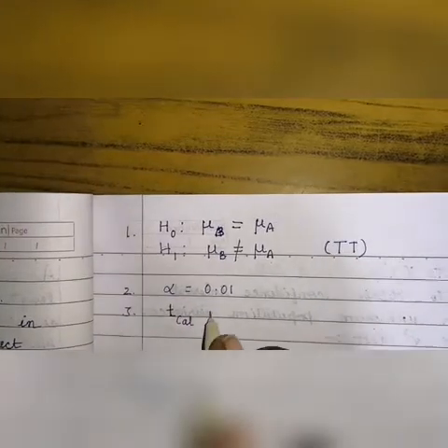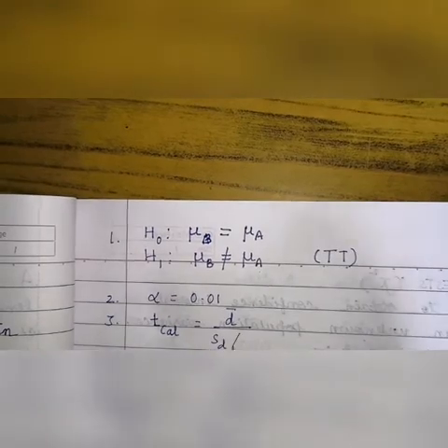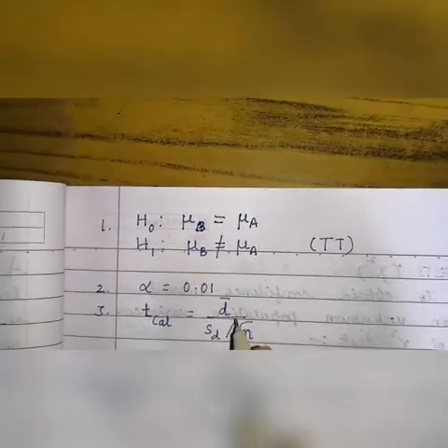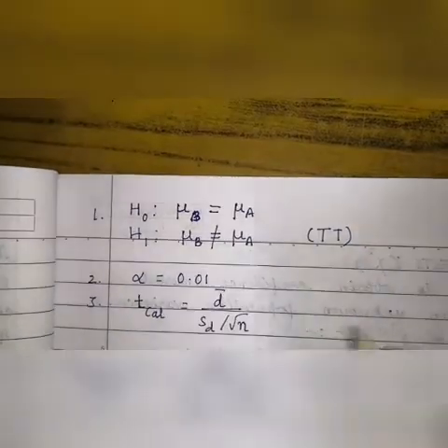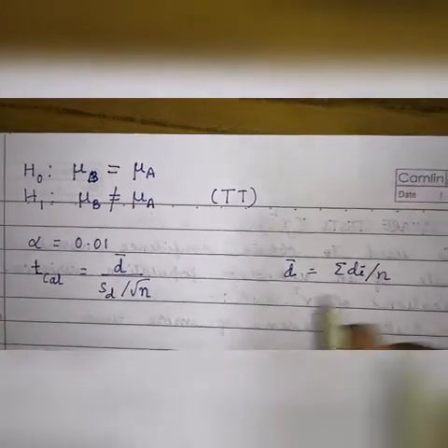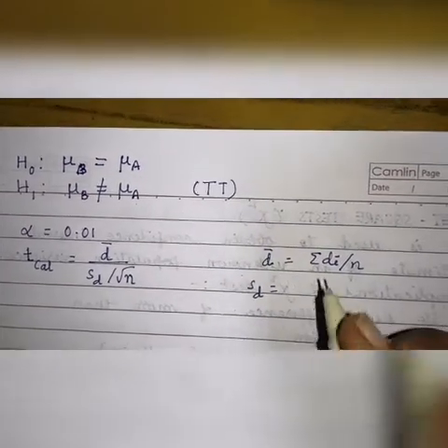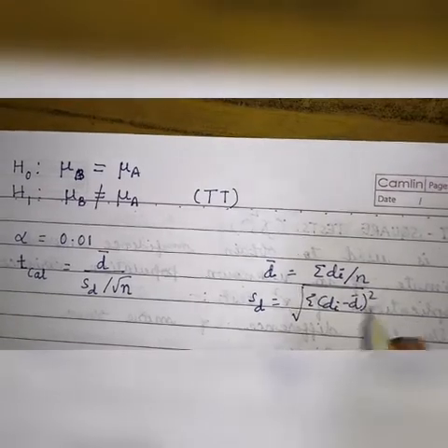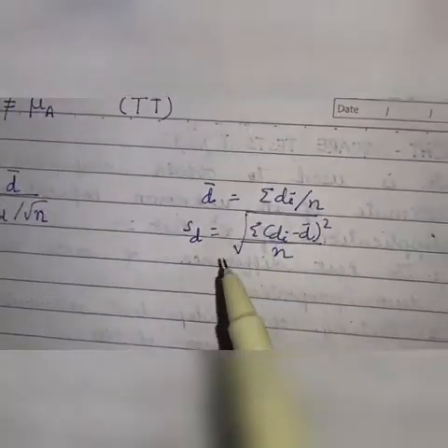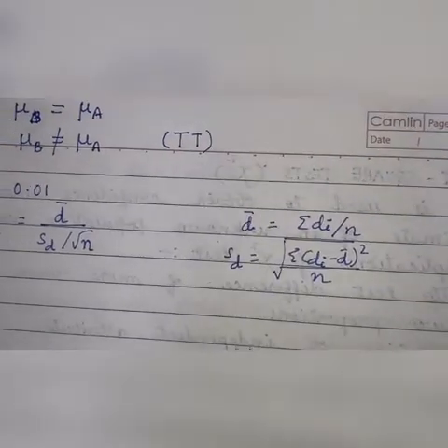So t calculated is equal to d bar divided by the standard deviation of the difference divided by root n. Now what is this d? Let us write down the formulas. D bar is summation di by n. The standard deviation with respect to the difference is the square root of summation di minus d bar whole square by n. We have discussed mean and standard deviations in unit 1. Please refer to your notes for unit 1. You will understand the calculation of standard deviation.